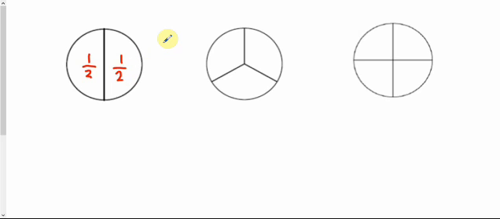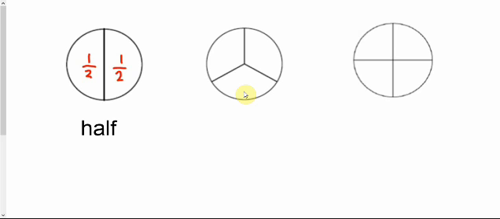So this part is 1 out of 2, and this part is also 1 out of 2. So this one is a half, okay? This one is a half, and this one also is a half. So I divided the whole one into two halves.